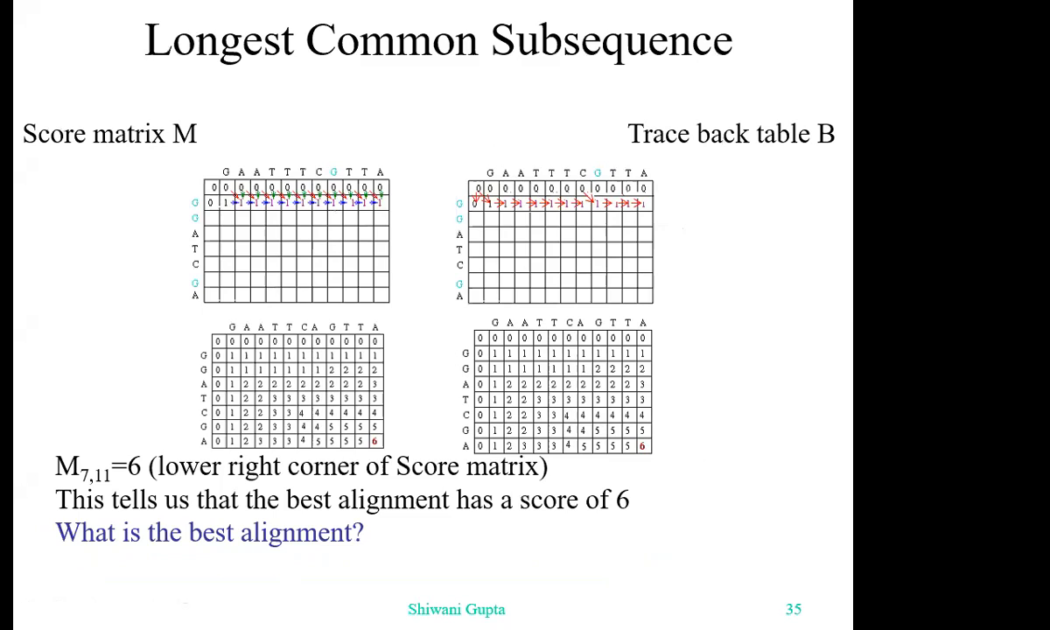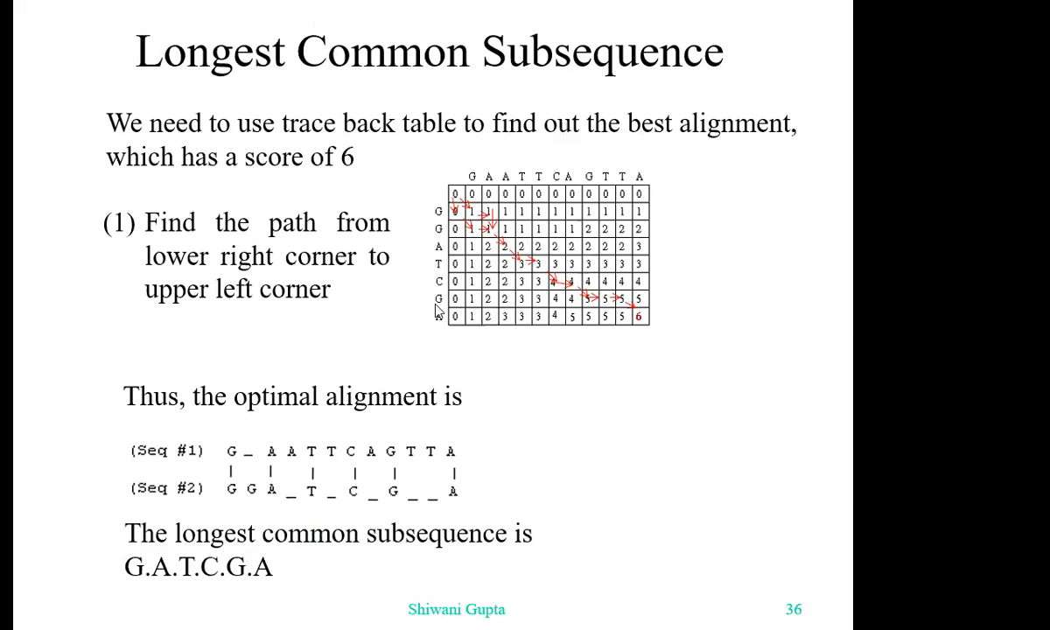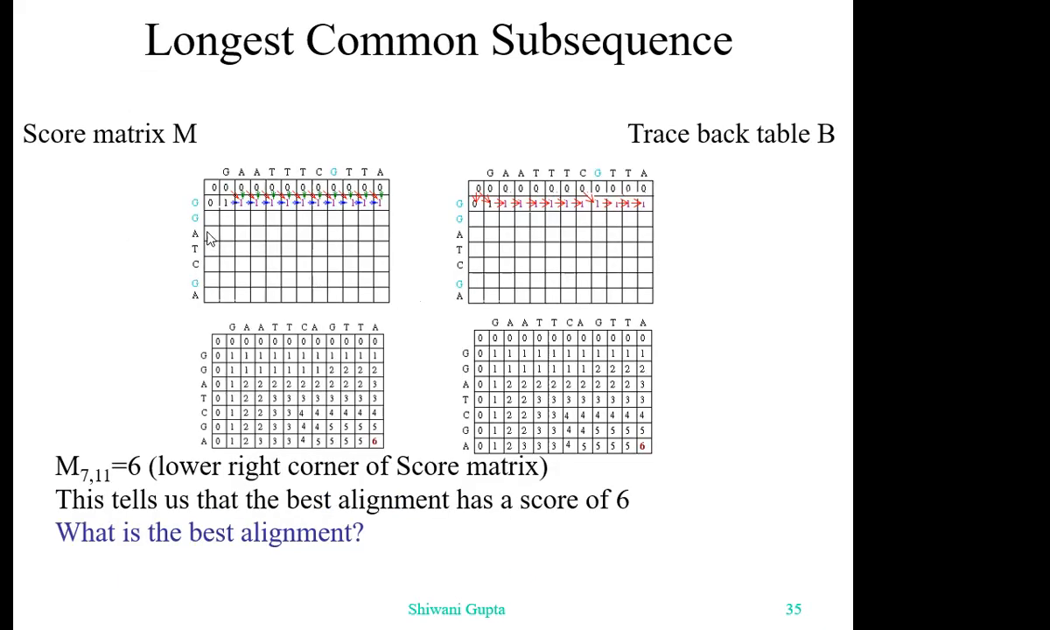Let us try to understand this table with this example, that is one string is this, the other string is this, that is GAATTTCGTTA and GGATCGA. So what we are doing is according to the formula. So here again the previous row, that is the initial row, is kept 0.